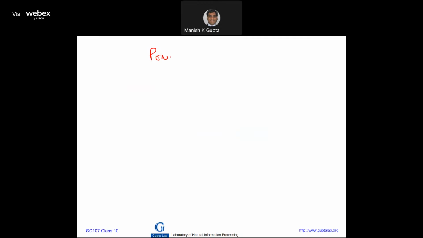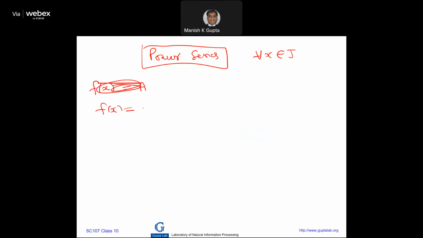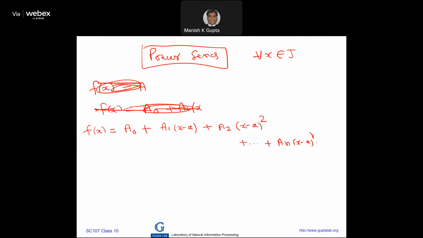Taylor series or power series. Suppose f of x is a function, and I'm saying that for all x in some interval J on the real line, f of x can be expressed as a constant a0, the value we don't know, plus a1 times (x minus a), plus a2 times (x minus a) whole squared, plus dot dot dot, plus an times (x minus a) whole raised to n, plus dot dot dot.